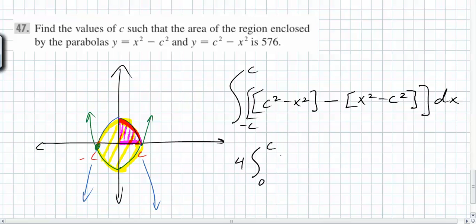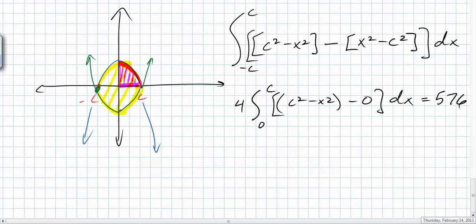c. What's the upper function? C squared minus X squared. What's the lower function if we just have minus 0, right? dx. Is that a little easier? Yeah, it's much easier. What does this equal? 576. That equals 576. So that's easier. That's a great observation to make. So let's just go with it because we made the observation.